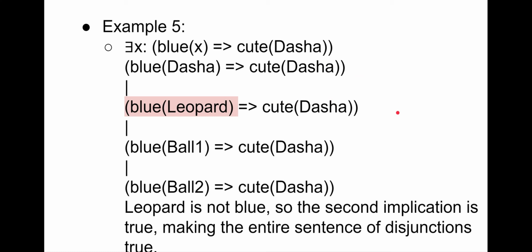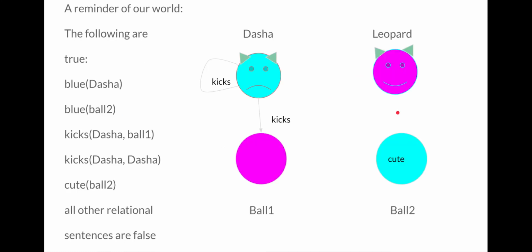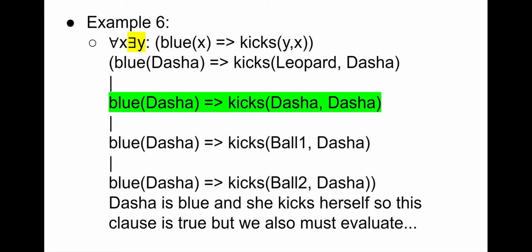Okay. Now let's see if we have time for example 6. To do example 6, we've got to remind ourselves of the world we're looking at. Just remember that Dasha is blue, ball 2 is blue. Dasha is the only actor that kicks anything. I think that's what we remember intuitively. So intuitively, this is a complex sentence: for all X, there exists a Y such that blue of X implies kicks of Y, X.